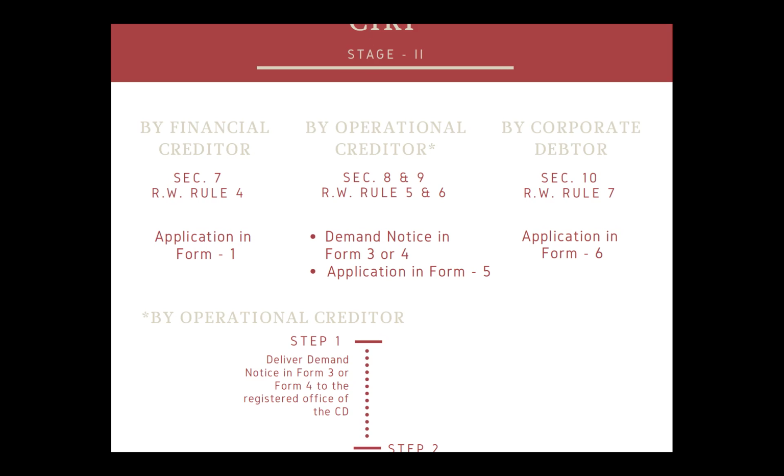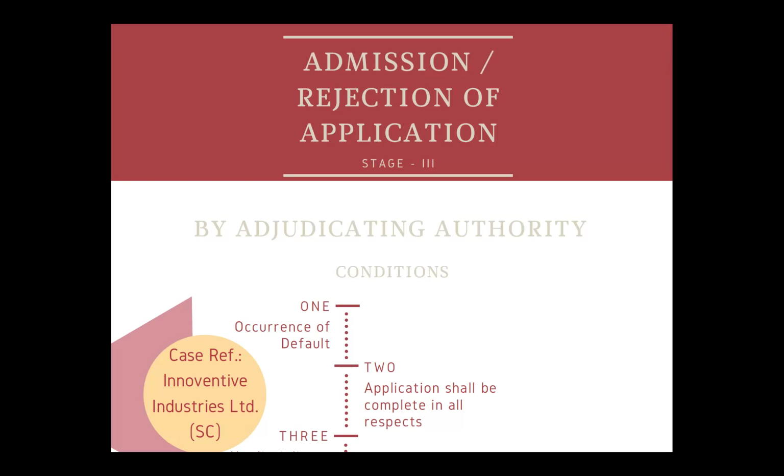So now let us go to stage 3, which is admission or rejection of application. Are we live? Are you people able to see stage 3? Yes. Just in case anyone is not able to view it, please send a message so that I can wait for a while, at least five or six seconds, so that we are all on the same page. I hope everyone is on.